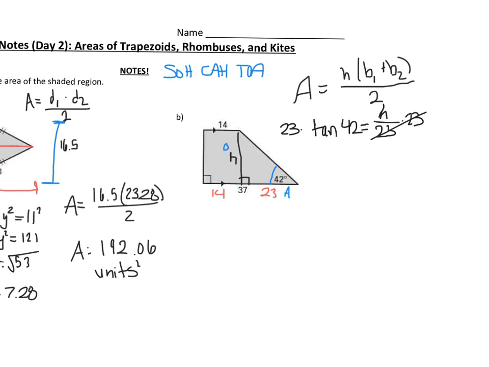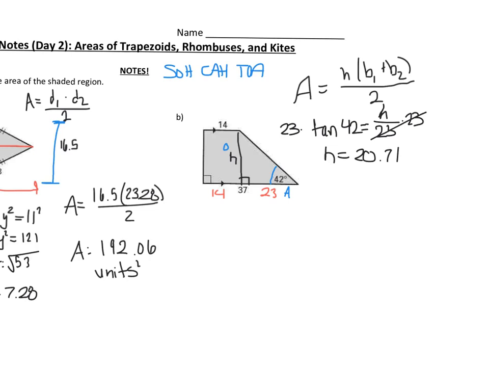So we type in 23 times the tangent of 42. You can double check me on this. I got 20.71. So that's the height. All right, awesome.